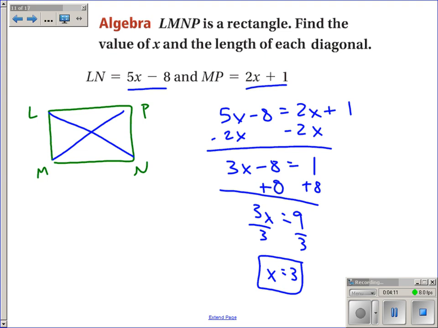It asks to find the value of x. I just did that. And the length of each diagonal. So I'll plug 3 back in to the simpler one. 2 times 3 plus 1 is equal to 7. And so they're both equal to 7.